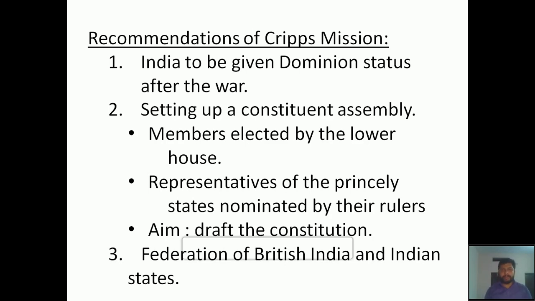So it will be something really like dominion status or dominion power given by the British. So the princely states who were not interested to join this federation can remain as independent administrative structures, or in other words, they can achieve the dominion status, but still they will be under the British. So it was the third recommendation made by the Cripps Mission.